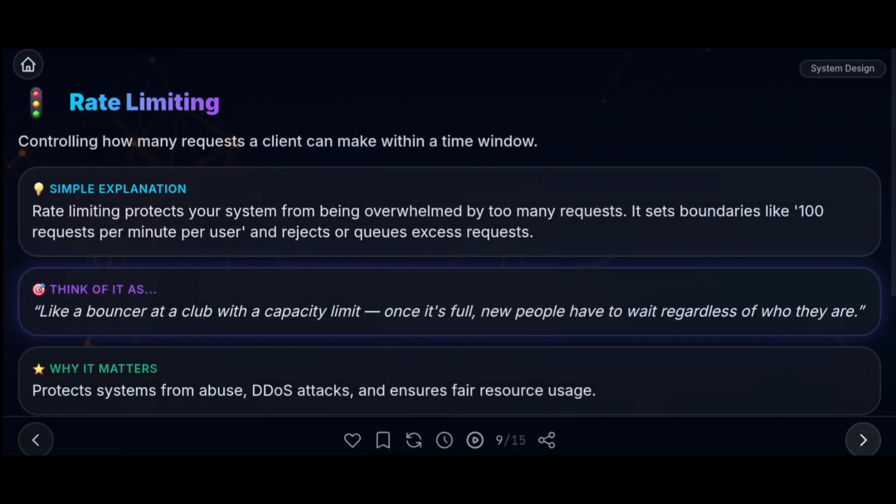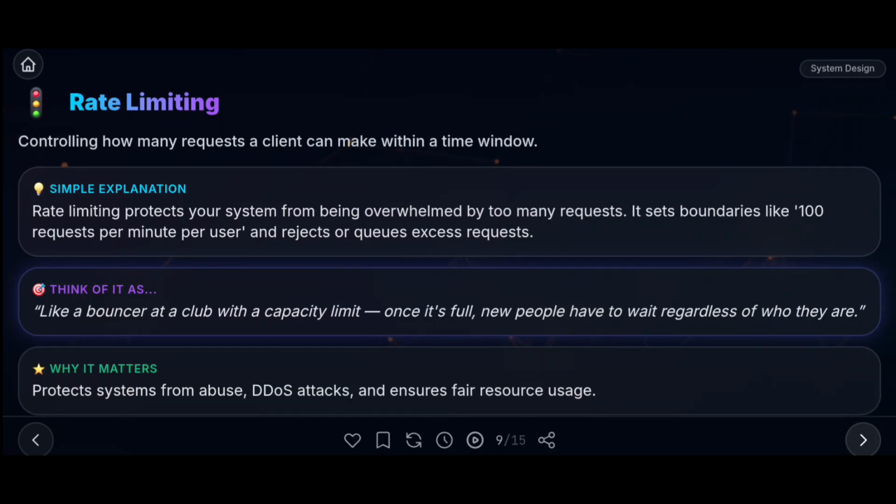And the next term, the ninth term in our series, is rate limiting. What is rate limiting? Rate limiting is controlling how many requests a client can make within a time window. Simple explanation: rate limiting protects your system from being overwhelmed by too many requests. It sets boundaries like 100 requests per minute per user and rejects the excess requests.